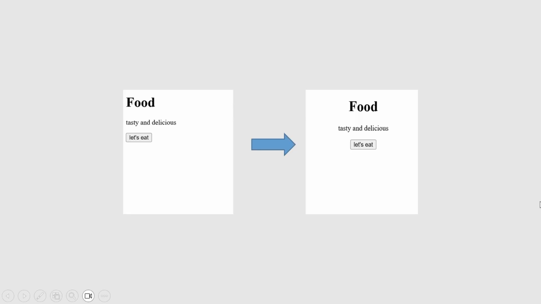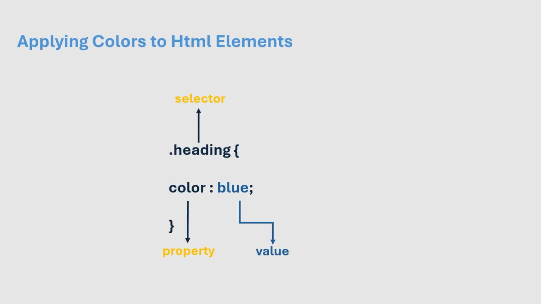In the last video, we have moved this text into the center. Now let's add colors to these HTML elements. This is the syntax to add colors. Here heading is our selector, property is color and value is blue. As we have discussed, selector should start with dot and property should be followed by colon, value and semicolon.